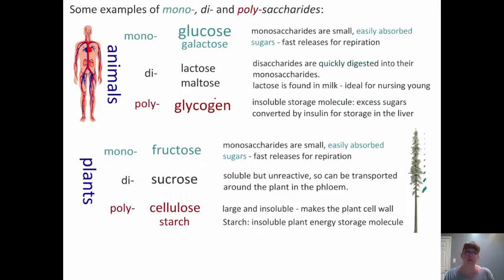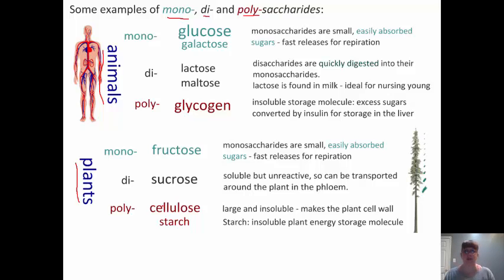All right, so the next thing we need to do is remember what our definitions for mono, di, and polysaccharides are. Remember that a saccharide is a sugar, so we're focusing just on the sugars on the carbohydrate section of these notes. So we have different mono, di, and polysaccharides for both animals and plants, and we need to remember that. Monosaccharides, mono means one, so monosaccharides would be a single sugar.